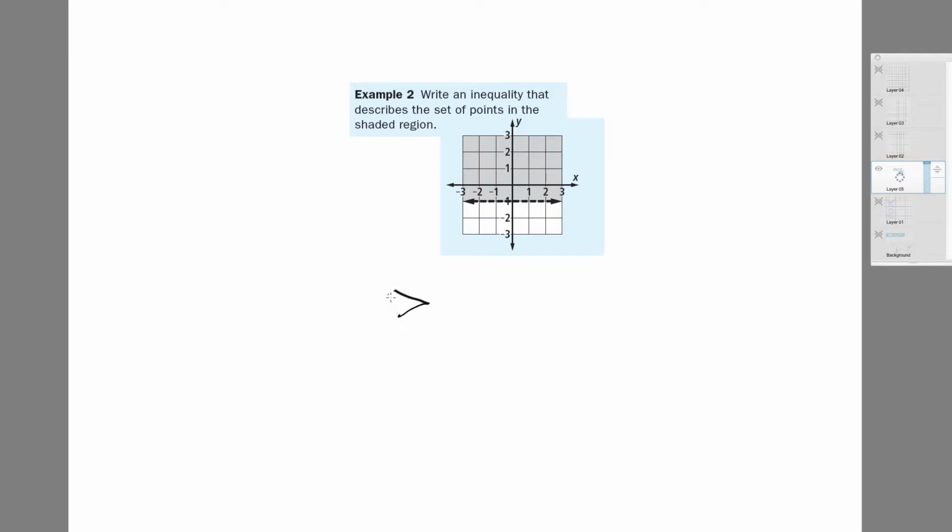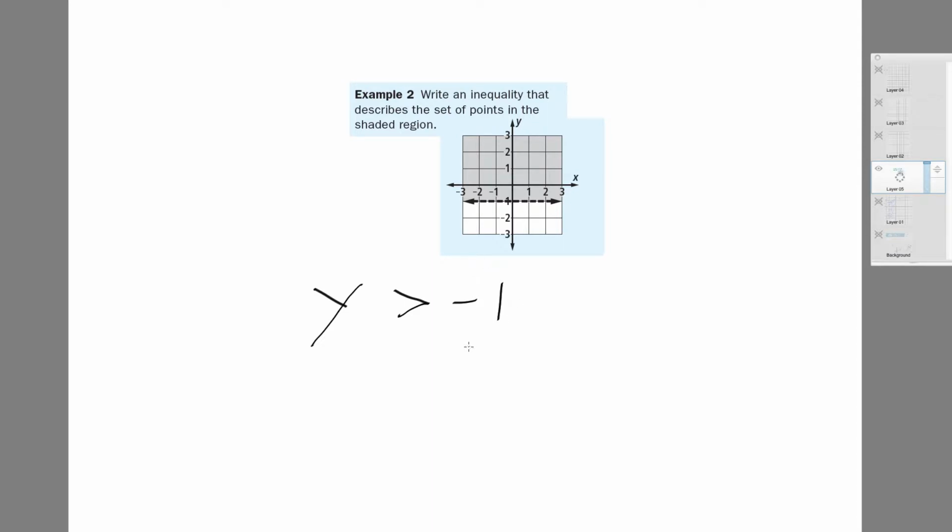And since it's a horizontal line, remember, if it's horizontal, then it's y equals something. So this is going to be y is greater than, well, it's kind of knocked out, but that's a -1 there. Y is greater than -1.